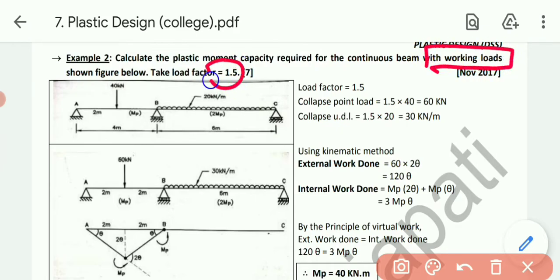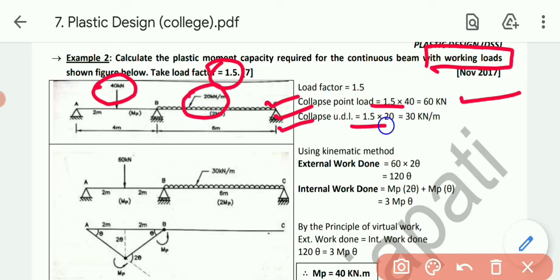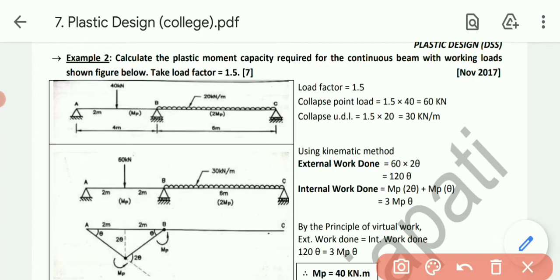Now as in the data they have given us the loads are working loads and the load factor is given. So first of all we need to convert it into the collapse load. Load factor is 1.5, so collapse load, first of all for this 40 point load, is 1.5 into 40, answer is 60. Then this 20 kilonewton per meter, so collapse UDL equals 1.5 into 20, so answer is 30 kilonewton per meter, that is this one. So we have converted this load into the collapse load.